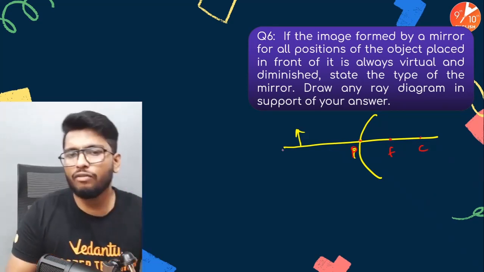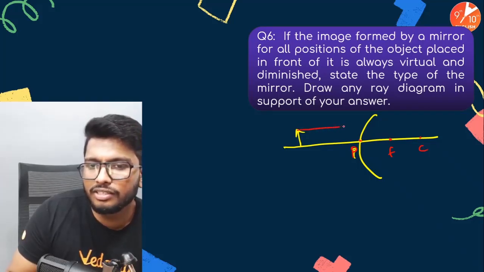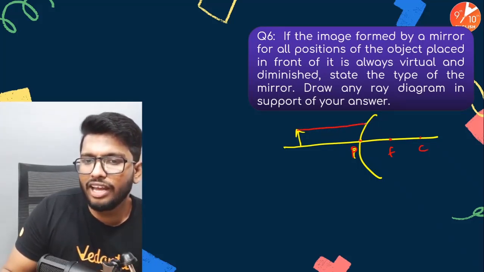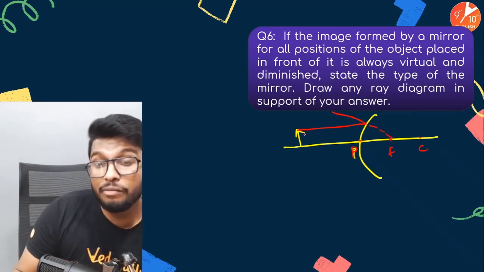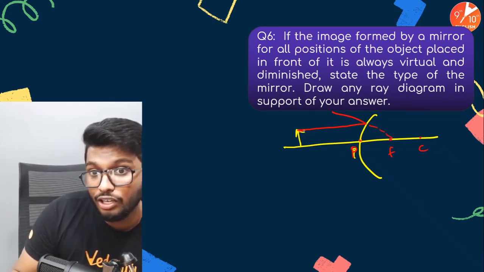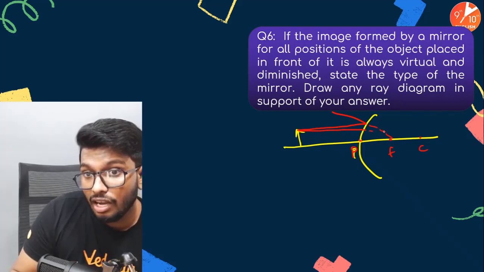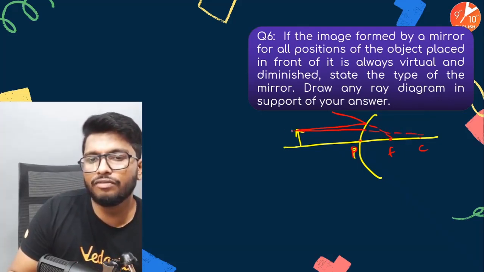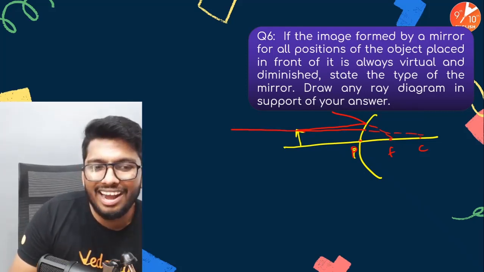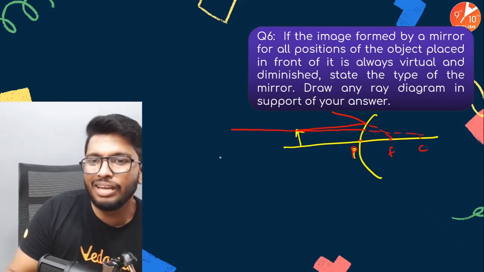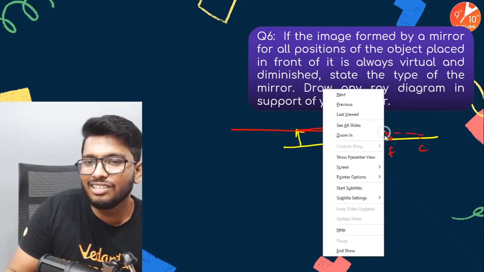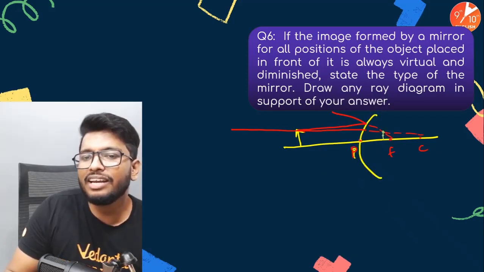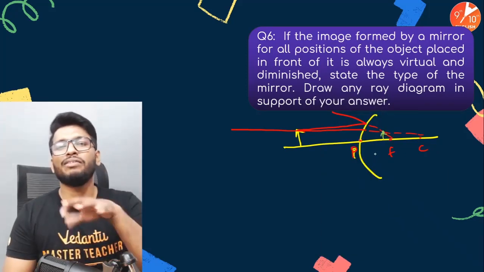I'm going to take one ray of light which is parallel to the principal axis. After reflection, this ray of light will appear to pass through the focus. I am going to take another ray of light that is appearing to pass through the center of curvature. After reflection, this ray of light will get reflected back in the same path. Now, where are these two rays of light meeting, people? They are meeting at a junction between P and F. So the image will be formed between P and F.